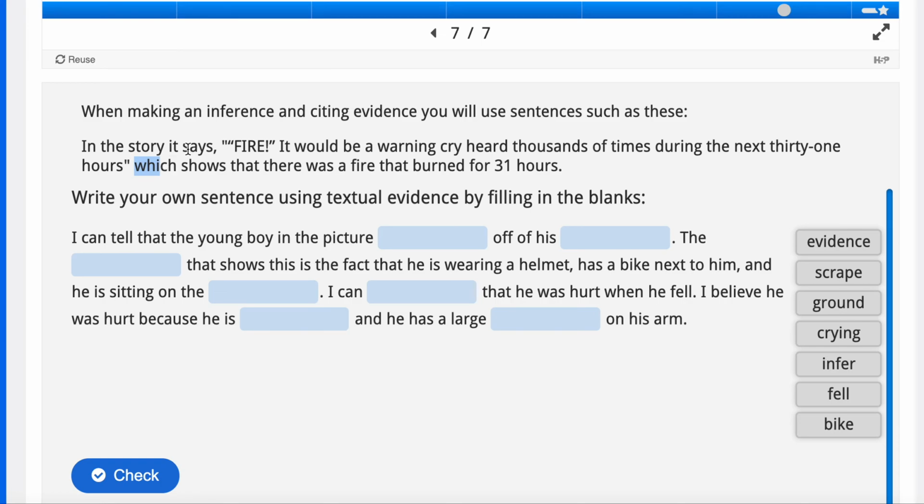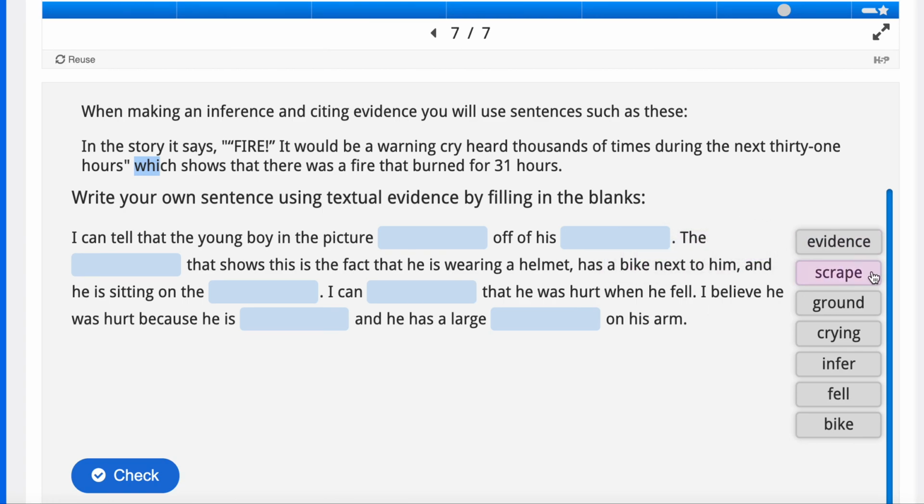Okay, so I want you to practice it by filling in the blanks. And this is about the young boy in the picture. So it says, I can tell that the young boy in the picture, blank off of his blank. The blank that shows this is the fact that he is wearing a helmet, has a bike next to him, and he is sitting on the blank. I can blank that he was hurt when he fell. I believe he was hurt because he is blank and he has a large blank on his arm.